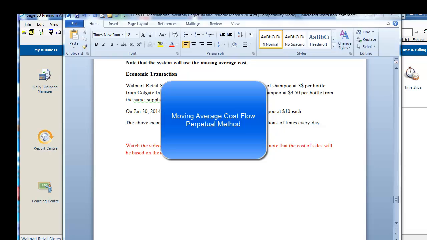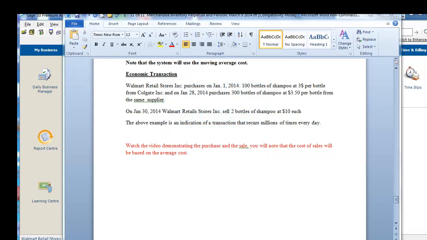In this video, we will demonstrate the purchase of 100 bottles of shampoo at $3 per bottle, and on January 28, an additional purchase of 300 bottles of shampoo at $3.50 per bottle from the same supplier, in this case, Colgate Inc. So let's continue to watch the video and see how the accounting is taken care of.